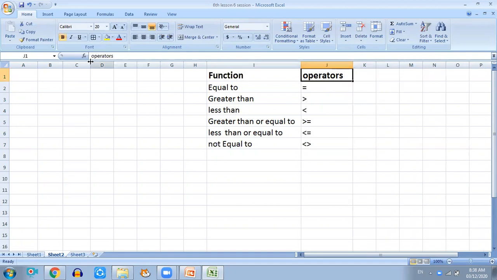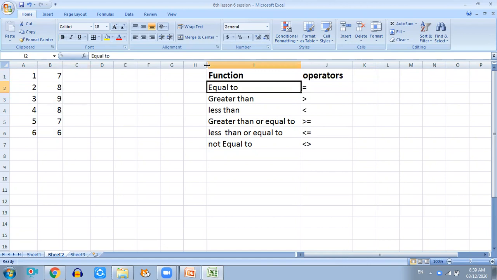For this we are going to enter some values in the A column and B column. In the A column we will enter 1 2 3 4 5 6, and in the B column we will enter 7 8 9 8 7 6. This way we have entered the details. Now let's see how we will utilize this for equal to.